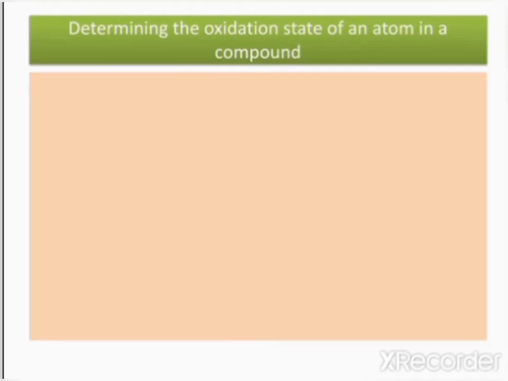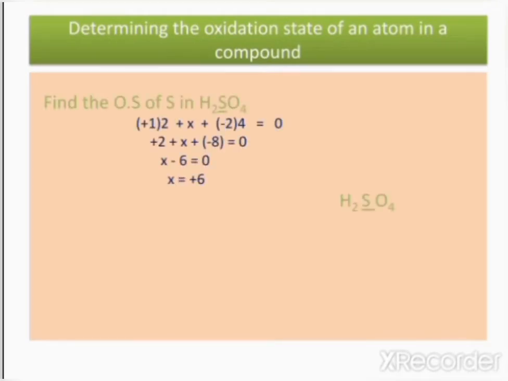Now let us find the oxidation state of sulfur in H2SO4. As we know, the oxidation state of hydrogen is plus 1 into 2, plus the oxidation state of sulfur is X, which is to be calculated, plus the oxidation state of oxygen, which is minus 2 into 4. Since the molecule is neutral, the sum must be equal to 0. Now calculating for the value of X, we find that X is equal to plus 6.